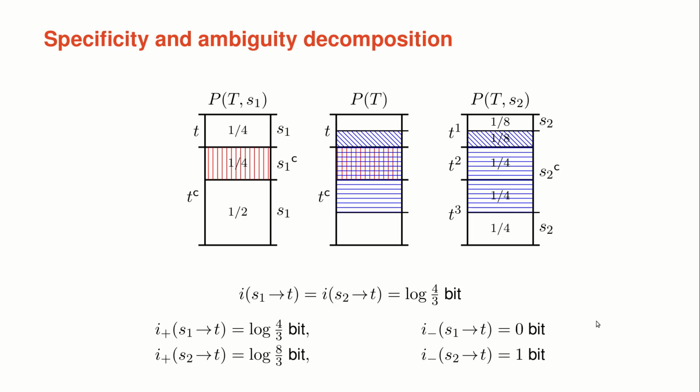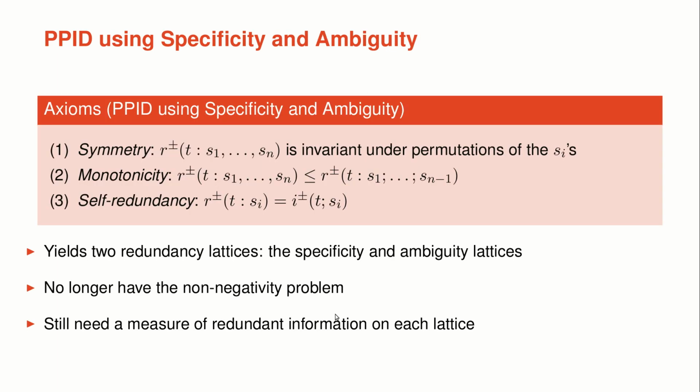Returning to our previous example, we can now quantify how these exclusions are different. We get the same pointwise mutual information from source 1 and source 2 here, but because the exclusions they provide are different, we see differences in the specificity and ambiguity component of both. So now we can start to look at how we can use this to provide a pointwise partial information decomposition. And we suggest that this should be done separately for our sources for the specificity component, R plus here, or the ambiguity component, R minus.